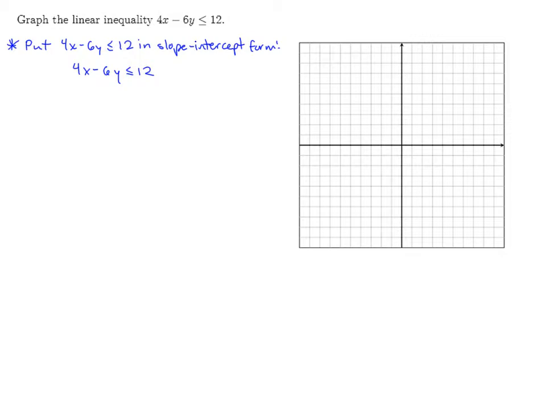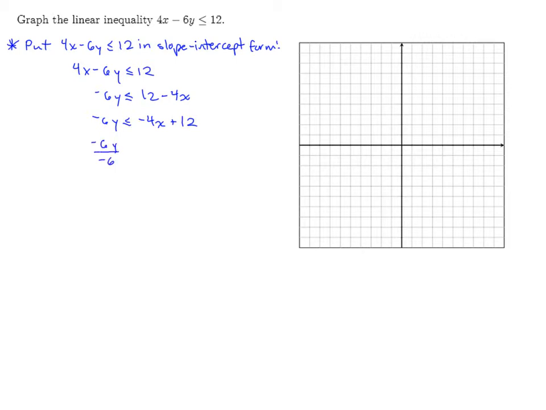We want to solve for y, so we'll subtract 4x from each side, giving us negative 6y less than or equal to 12 minus 4x. I'm going to rewrite that with negative 4x as the leading term to get me closer to slope-intercept form. So I'll have negative 4x plus 12 on the right. On the left, I'll have negative 6y. So taking negative 6y less than or equal to negative 4x plus 12, I still need to solve for y. So I'm going to divide each side by a negative 6.